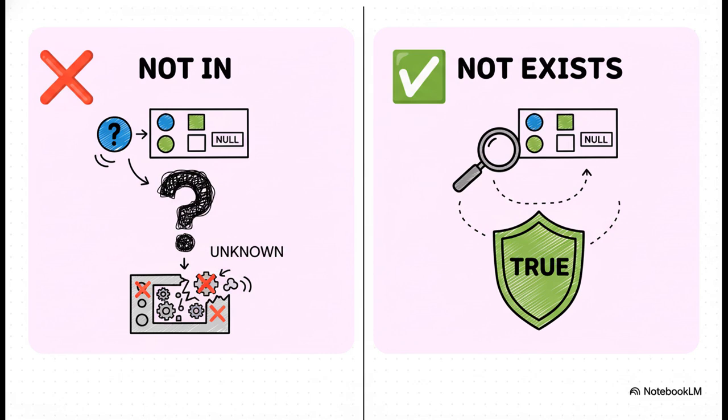NOT IN just falls apart because of SQL's three-valued logic. You see, in SQL, a comparison isn't just true or false. It can also be unknown. And when NOT IN tries to compare a customer's ID to that null in the list, the result isn't false, it's unknown. And that one unknown result poisons the well, causing the whole condition to fail for every single customer. On the other hand, the safe alternative, NOT EXISTS, just does a simple true or false check for a match. It's completely immune to this whole null problem.